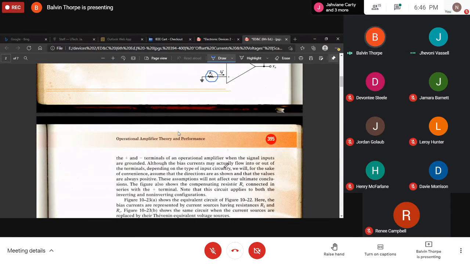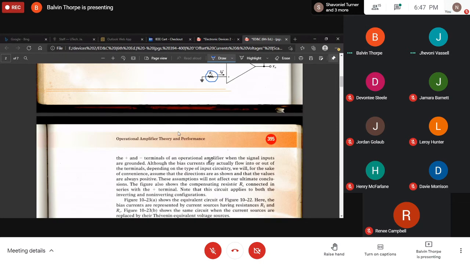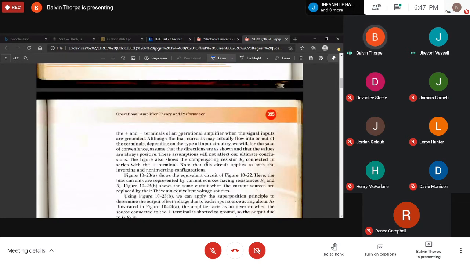Although the bias current may actually flow into or out of the terminal, depending on the type of input circuitry, we will, for the sake of convenience, assume that the directions are as shown and the values are always positive. In other words, the current can flow either this way or that way, by assuming that the current value is positive. These assumptions will not affect our ultimate conclusion.